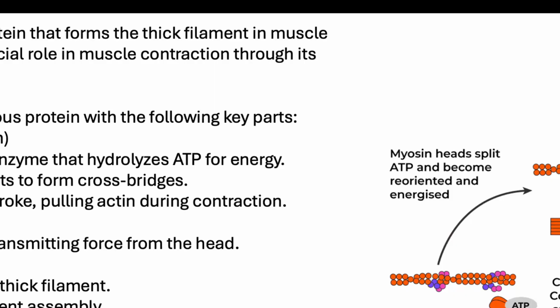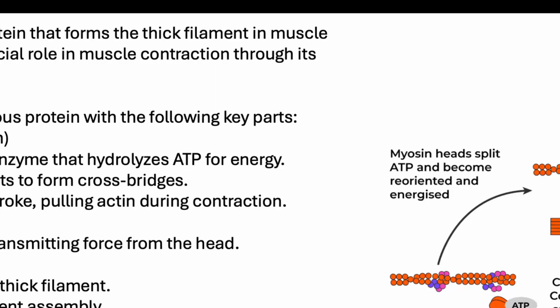So, this is the thick and thin filament that I was talking about during the previous question. The thin filament consists of actin, and the thick filament here is myosin. Myosin is a motor protein that forms the thick filament in muscle fibers and plays a crucial role in muscle contraction through its interaction with actin. Now, what is the structure of myosin?